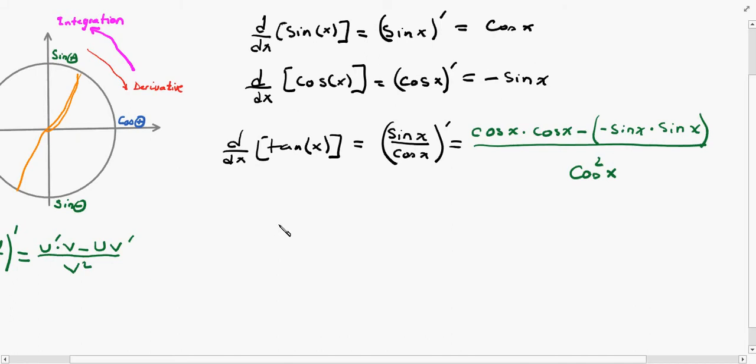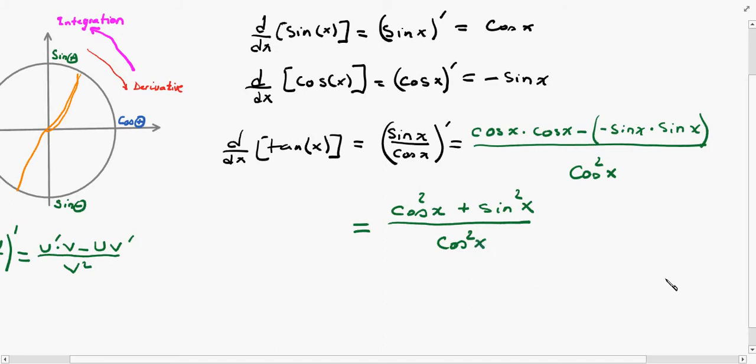Now, as you can see here, the cosine times the cosine gives us the cosine to the power 2 of x, and here the minus is applying in the parenthesis. Minus times minus is plus, so we have plus, and sine times sine gives us the sine to the power of 2 of x, the whole thing divided by the cosine to the power 2 of x.